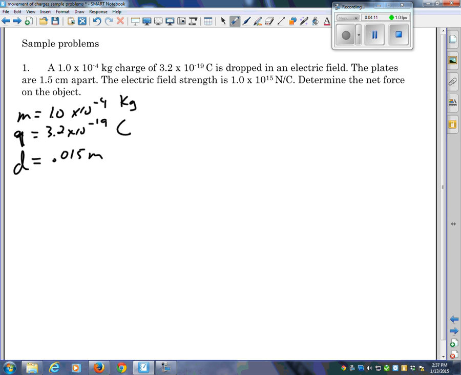Wait, what was it again? One more time? Divide by 100. It's 1.5 centimeters, we're going to move it to the left to 0.015 meters. Divide by 100, Nate. E is 1.0 times 10 to the 15. And again, you don't have to write this down. I insist on it for my grade 9s because I'm training them. I'm thinking that you guys are relatively well trained at this point.